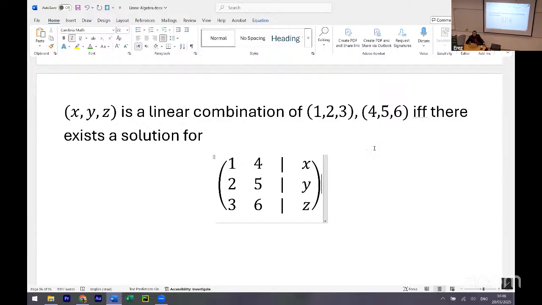And you can look at the shorthand. The direction vectors are written in the columns of the matrix, and the variable vector, which represents a general vector in the space, is written as a constant vector. And my question is, when is there a solution? Because when there is a solution, then it is a linear combination. When there is no solution, it's not a linear combination.